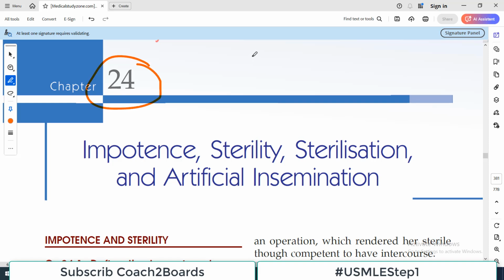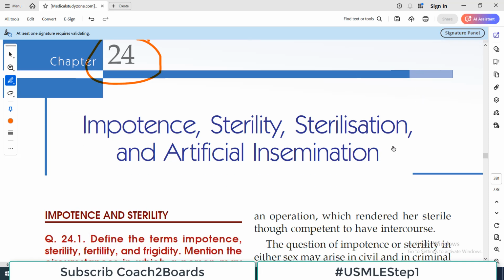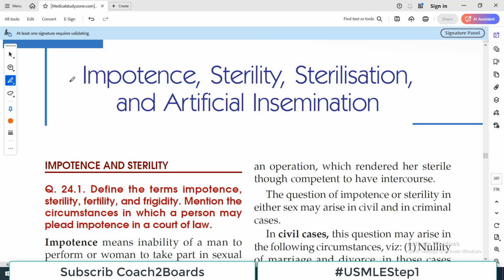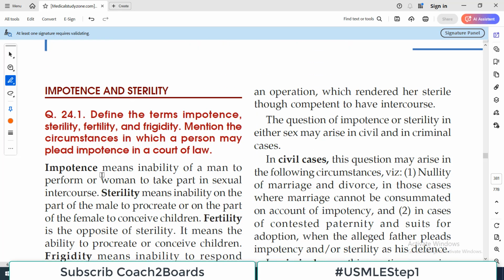Chapter 24 from Parikh is about impotence, sterility and sterilization, and also artificial insemination. First of all, you should know what each of these terms means. You should have bilkul clarity about what is impotence, what is sterility, what is sterilization, that is, making someone sterile, and what is artificial insemination. So let's talk about them one by one.